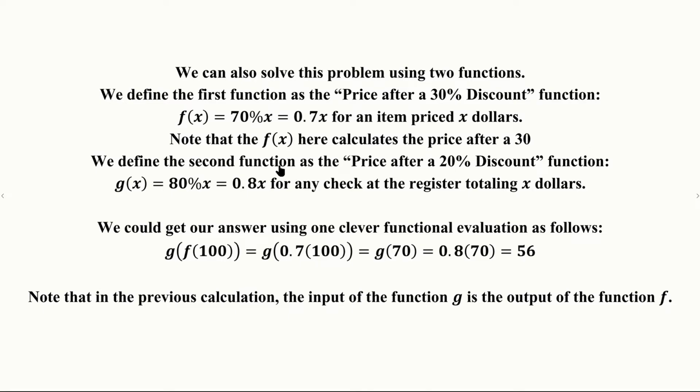Now, we define the second function as the price after 20% discount function. So this time that means our g of x, our second function, is only going to be 80% of x, right? Which is the same as 0.8x, because when you get a 20% discount, that means you're going to pay 80% of what the original price was, right? For any check at the register totaling x dollars.